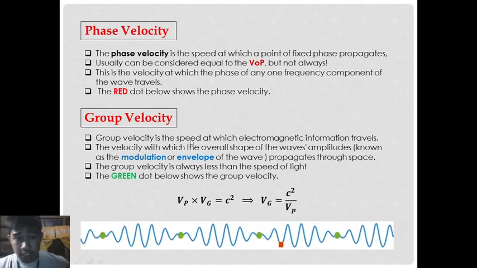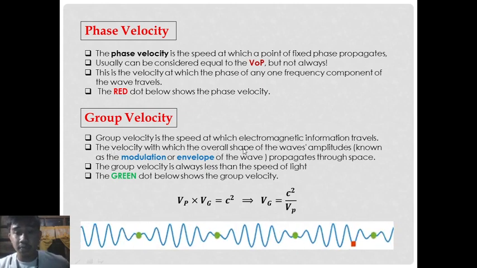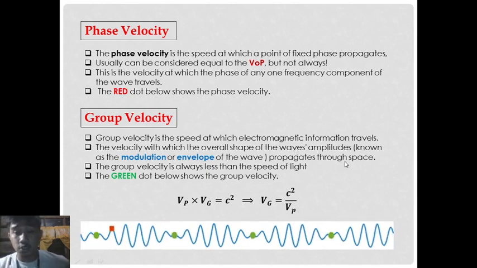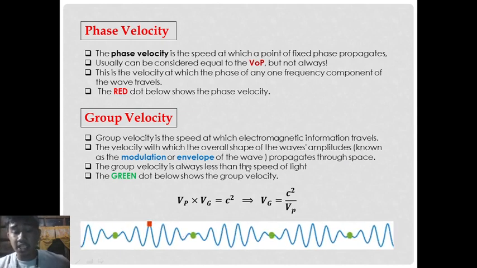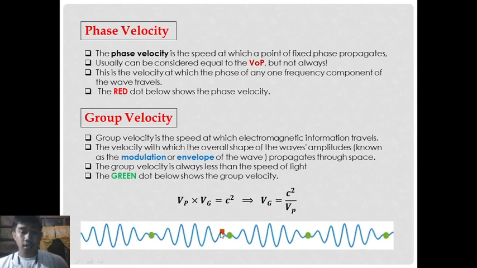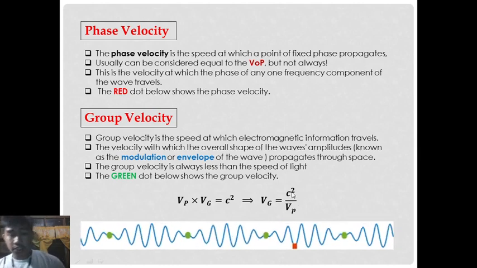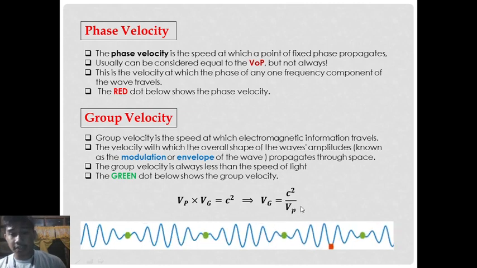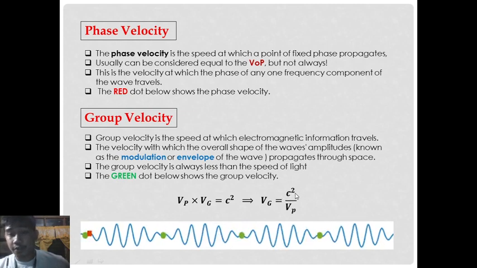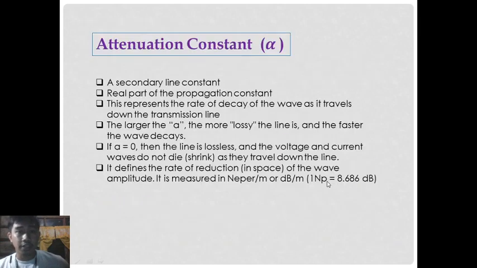The group velocity is the speed at which the electromagnetic information travels. It is the velocity with which the overall shape of the wave's amplitude, also known as the modulation or envelope of the wave, propagates through space. The group velocity is always less than the speed of light. But even if it is less than the speed of light, it is always faster than the phase velocity. Now, this is the equation for solving the group velocity, which is the speed of light squared over the phase velocity, or Vp.